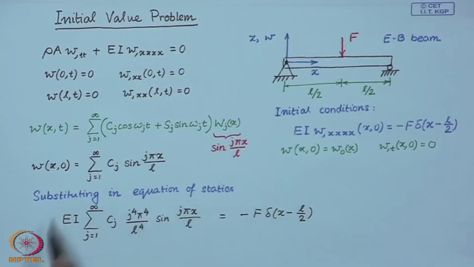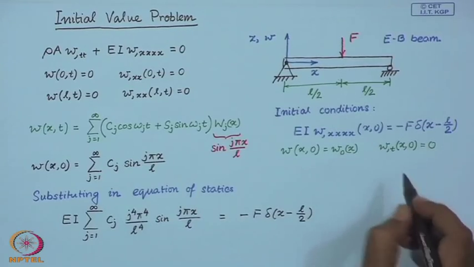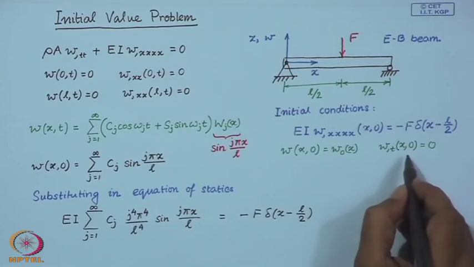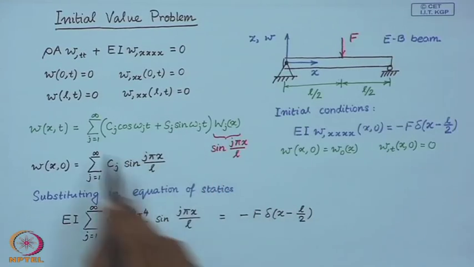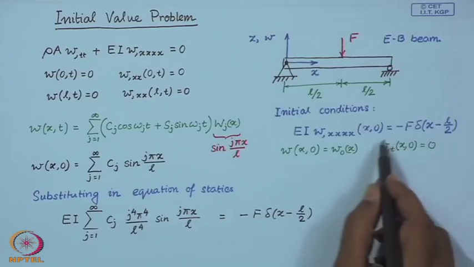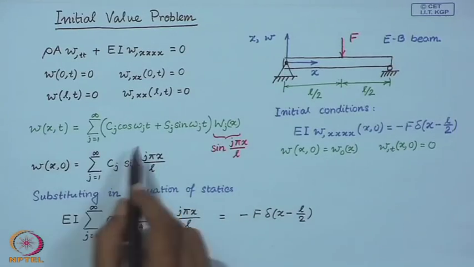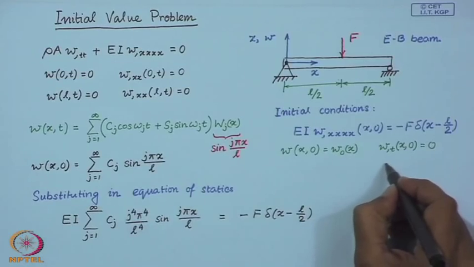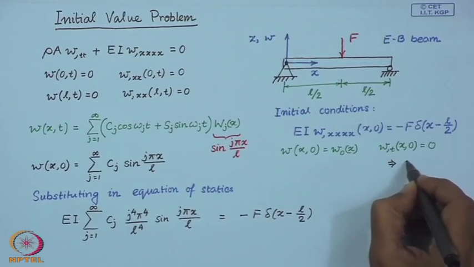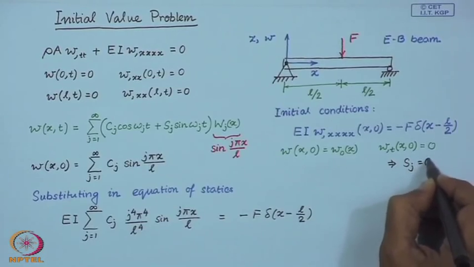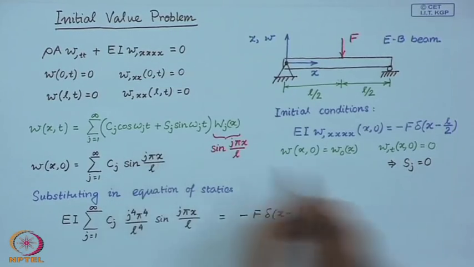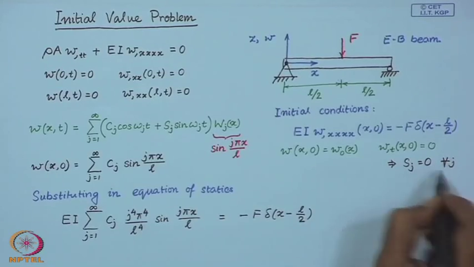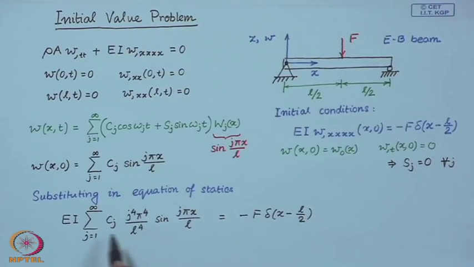Now, from this equation we are going to solve for these Cj's, and this velocity condition will immediately tell you something. If you consider that this is the velocity condition, which is 0, then substituting in the velocity condition tells us that all these S j are 0. So, we only have these C j's non-zero.